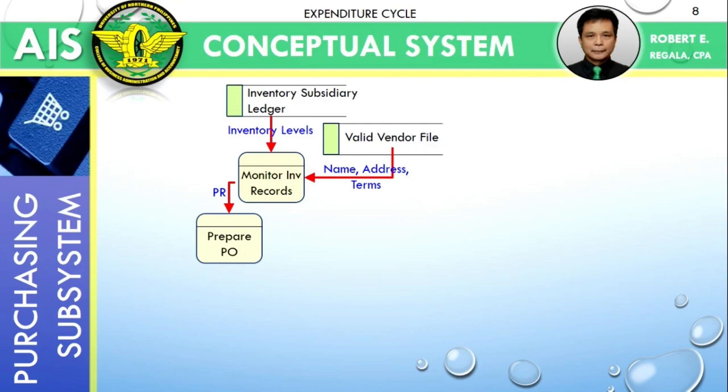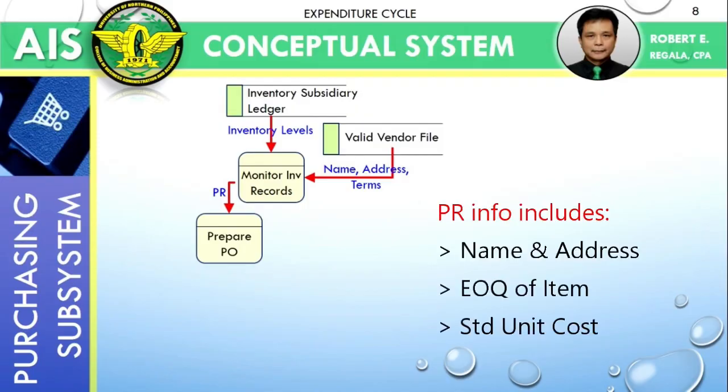The task of identifying a low-level inventory condition and creating a purchase requisition is also found in the revenue cycle activities. For efficiency and control purposes, the purchase requisition contains routine ordering information taken from the inventory subsidiary ledger and valid vendor file. This includes the name and address of the primary supplier, the economic order quantity of the item, and the standard or expected unit cost of the item.